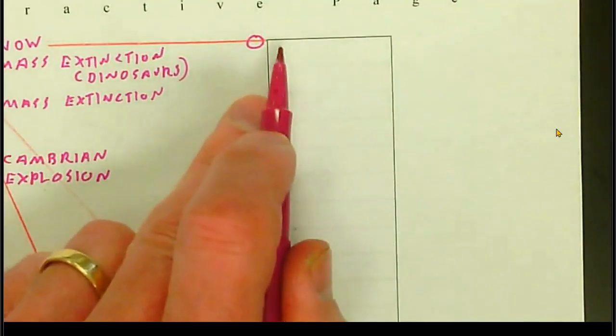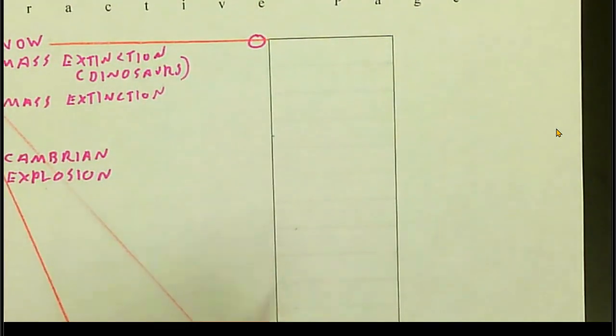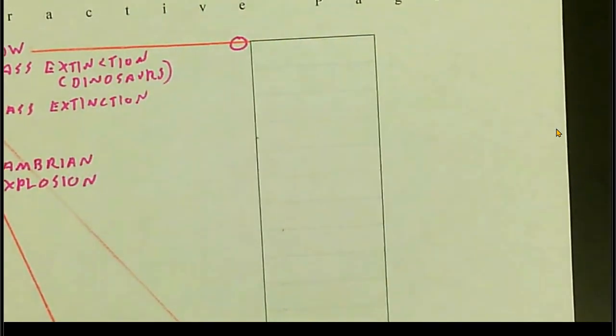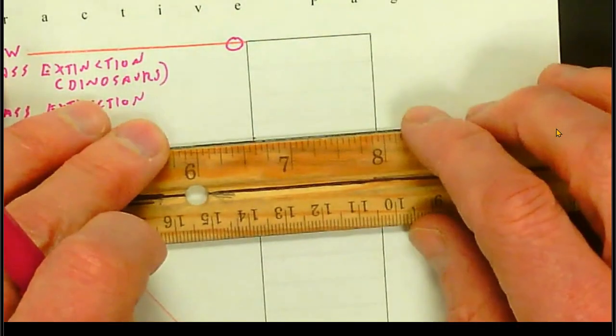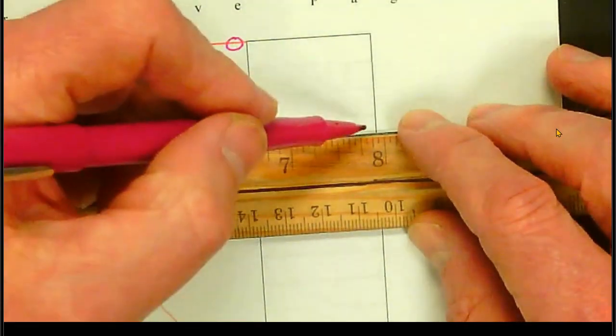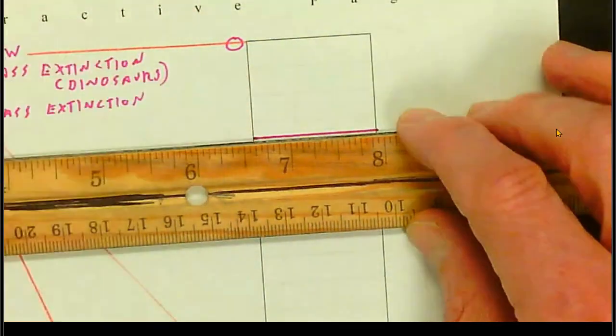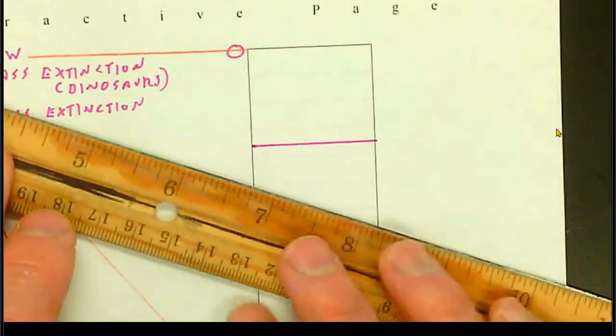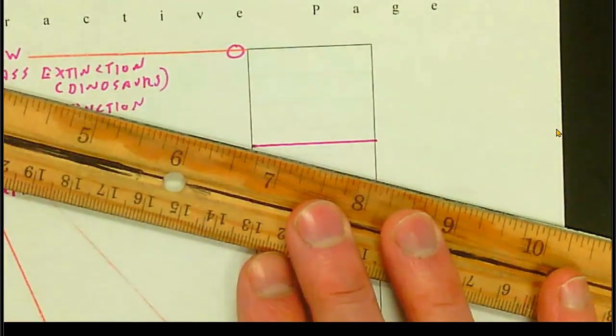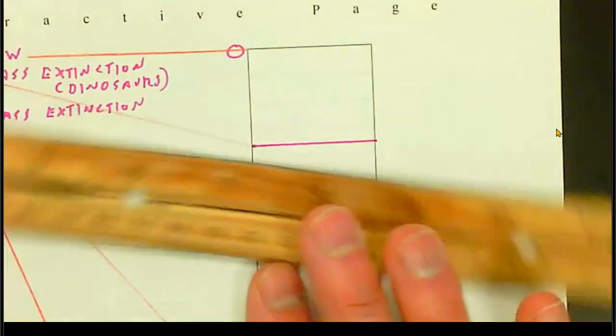And then the dinosaur extinction, we're going to go back here 3.5 spaces. So draw another line to represent the extinction of the dinosaurs back 3.5 spaces. And that's equivalent to this line over here.